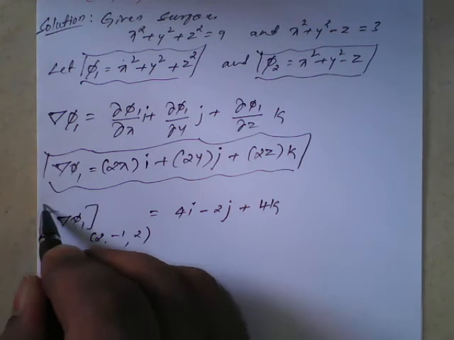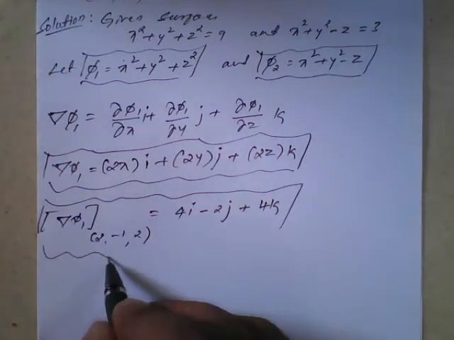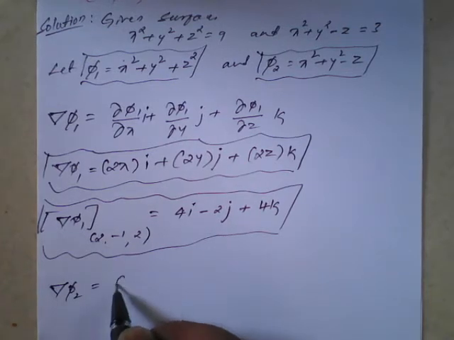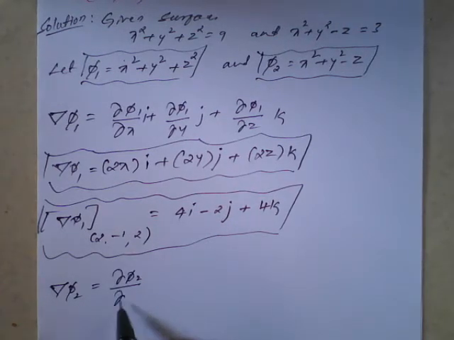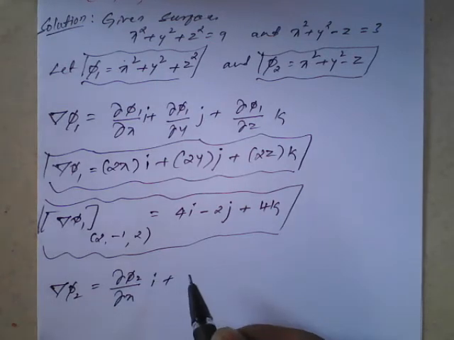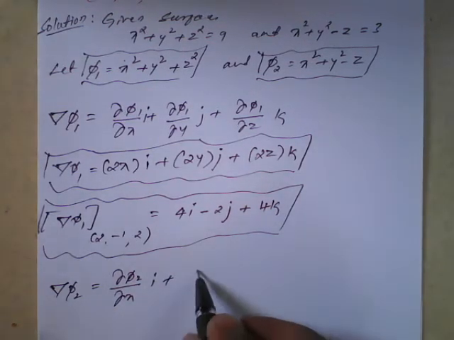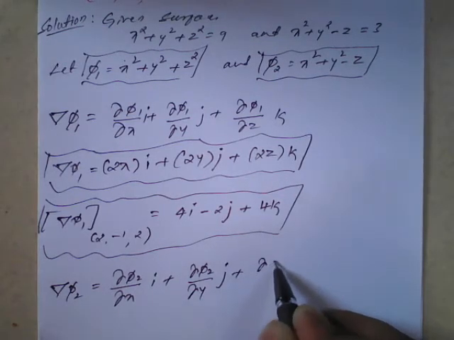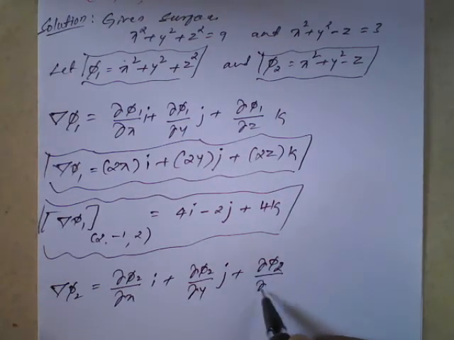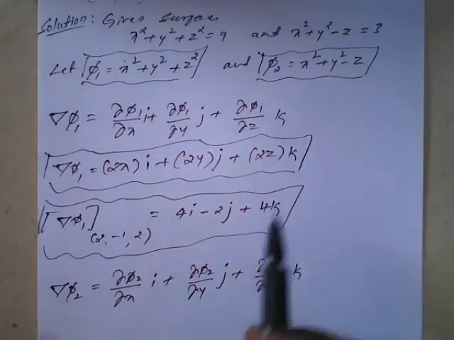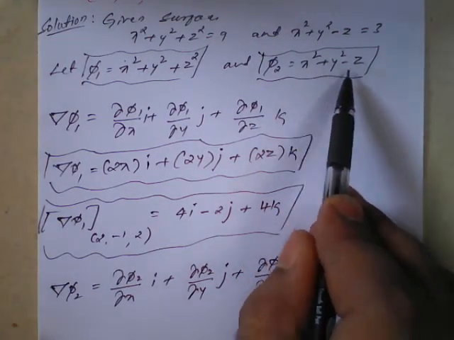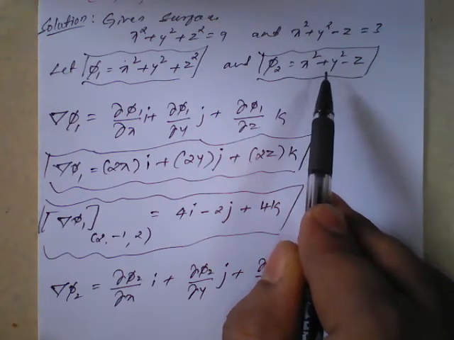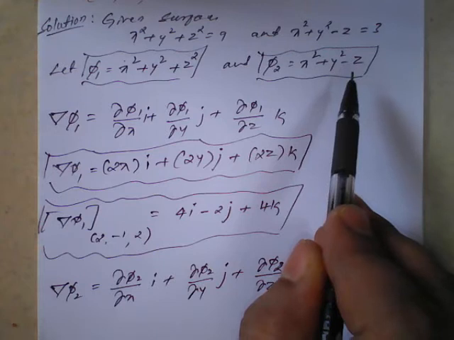Now we will calculate the second surface, that is del phi 2. Del phi 2 is dou phi 2 upon dou x of i plus dou phi 2 upon dou y of j plus dou phi 2 upon dou z of k. So this is our phi 2. We need to differentiate this partially with respect to x for the first term, with respect to y for the second term, and with respect to z for the third term.